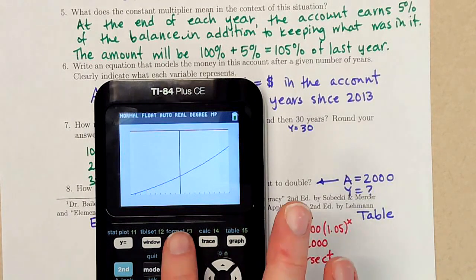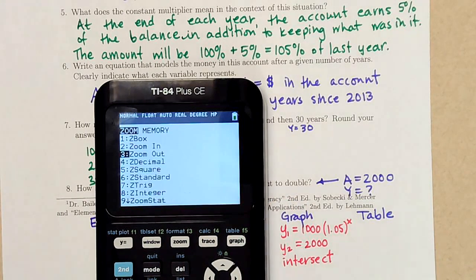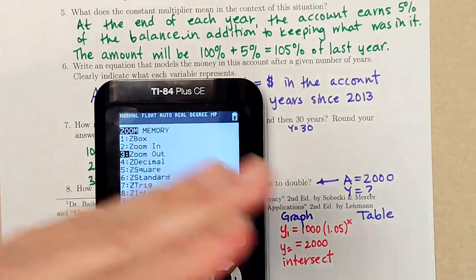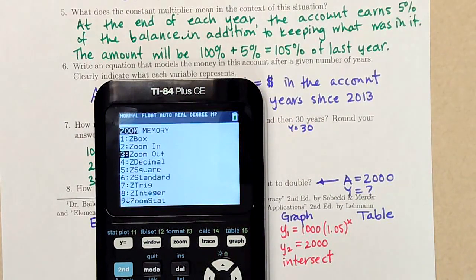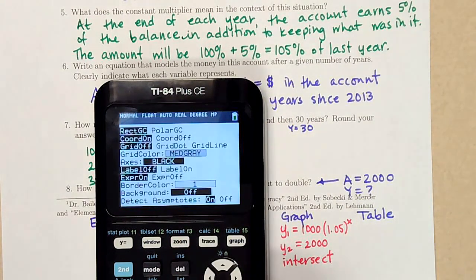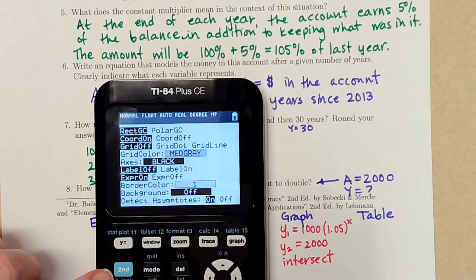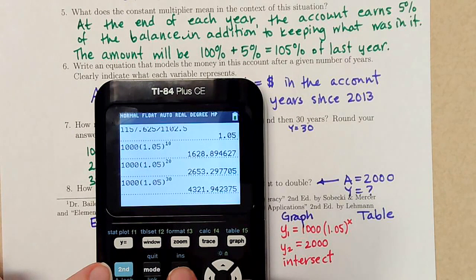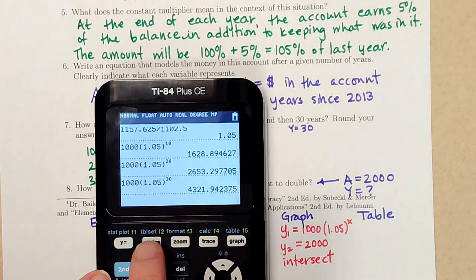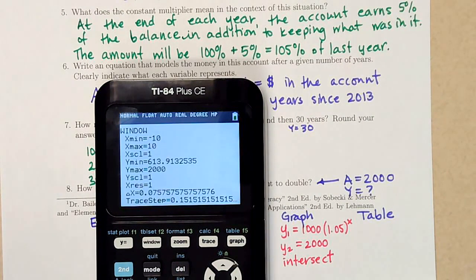It is true that I could just zoom out, and then I just need them to meet on the screen in order for the calculator to find their intersection or where they meet. But instead of doing that, I'm going to go to second format. No, I don't like that. Maybe it's window. It's window. My bad. Window.